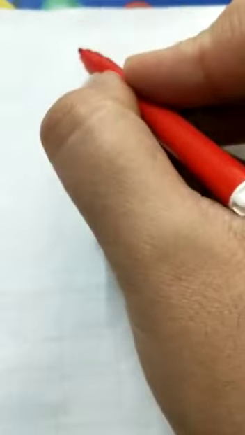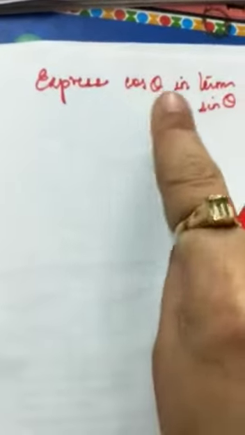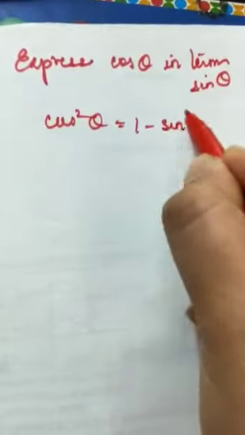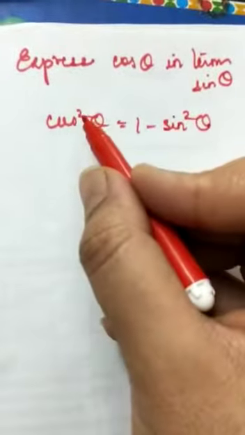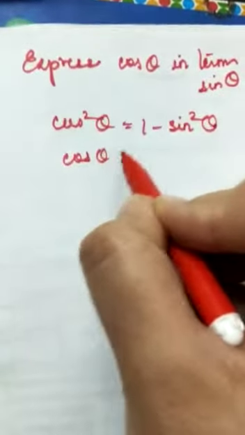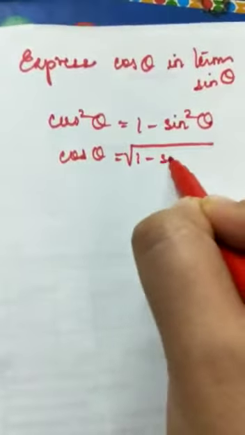If any question asks you to write or express cos theta in terms of sine, express cos theta in terms of sine, what does that mean? You have to write down the value of cos in terms of sine. So we know that cos square theta equals 1 minus sine square theta. So when I shift this square to that side, it will become cos theta equals under root of 1 minus sine square theta.